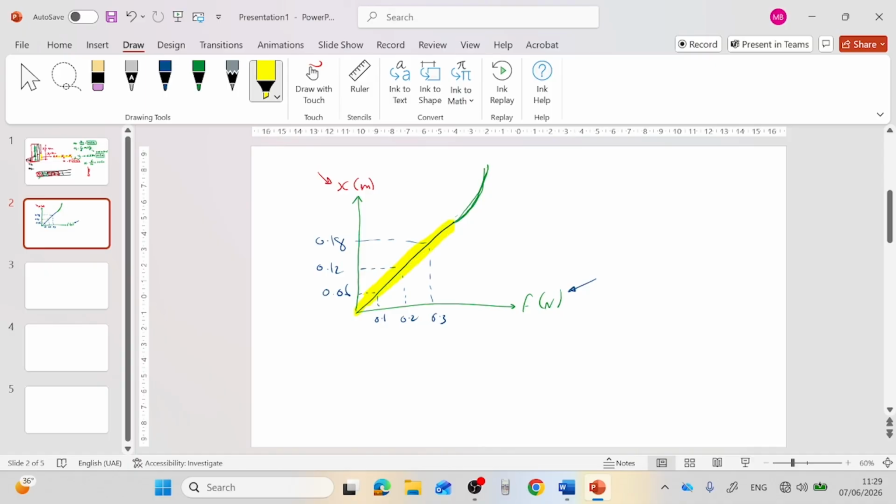In this part, the spring obeys Hooke's law, but after this, in this region, the spring does not obey Hooke's law because it just loses its elasticity. It is not elastic anymore. Now, it just loses its ability to restore its original shape after removing the force.